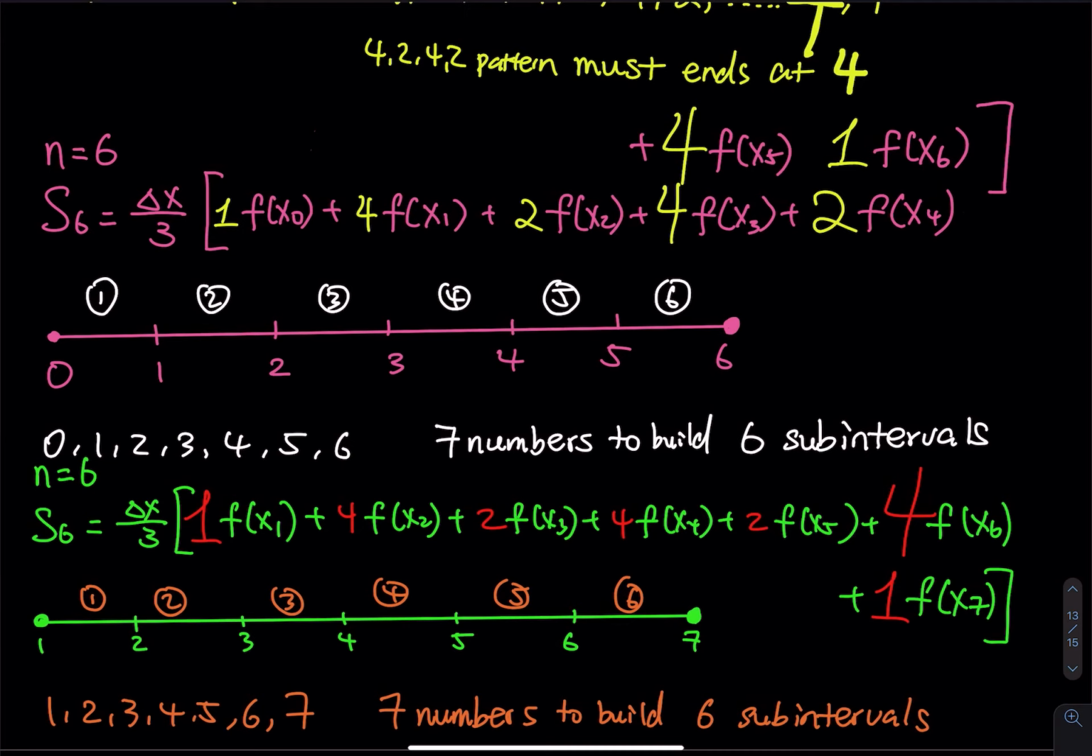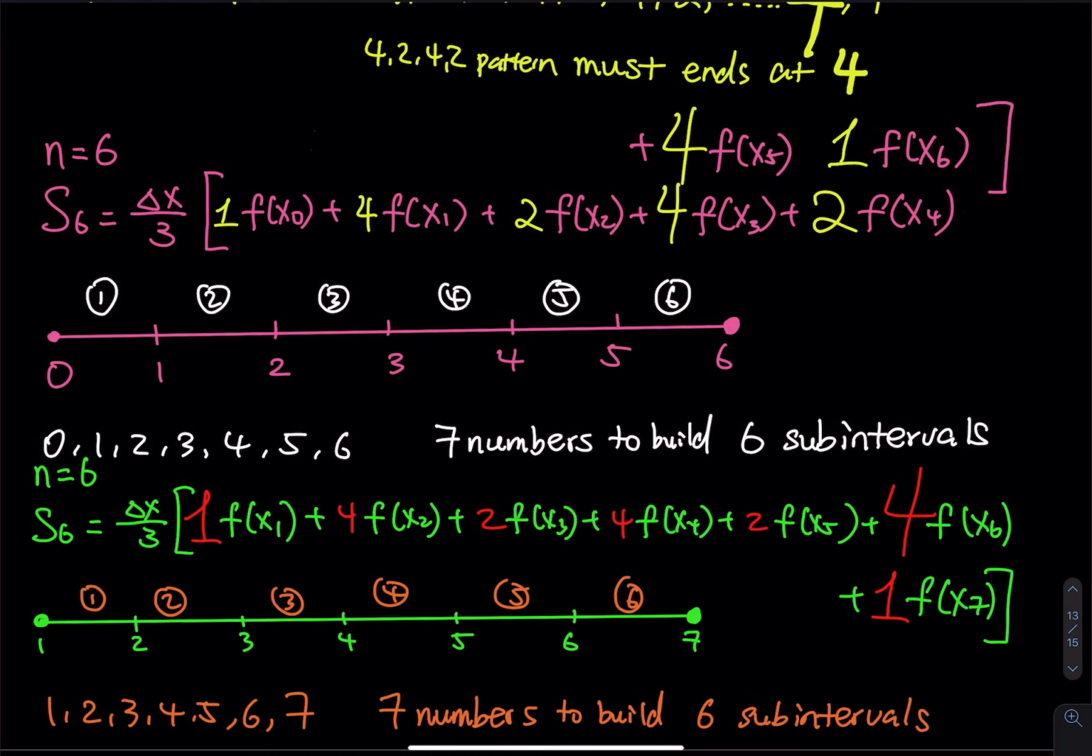Take a look at the coefficient pattern. It starts at 1, ends at 1, and in between is 4, 2, 4, 2, 4. That's a 4 for the f of x6. So now the pattern ends at 4. It starts at 1, ends at 1, and then 4, 2, 4, 2, 4. Okay, 7 numbers to build 6 intervals.